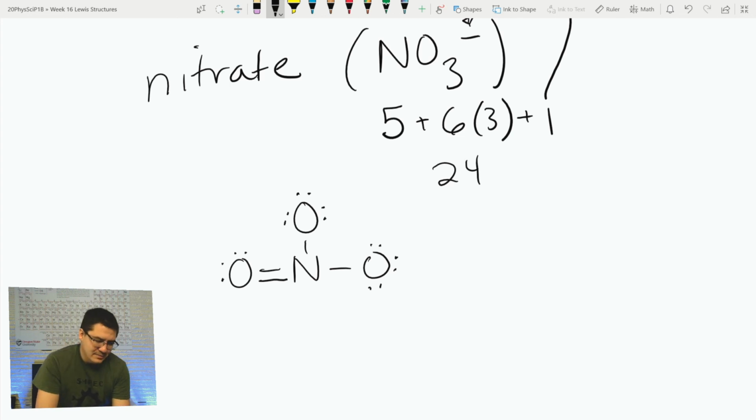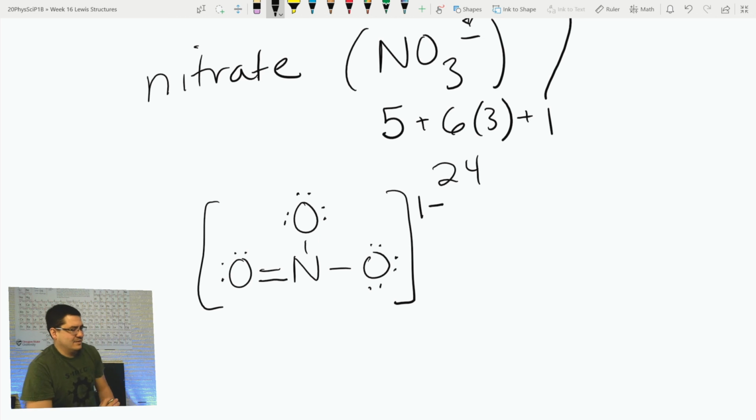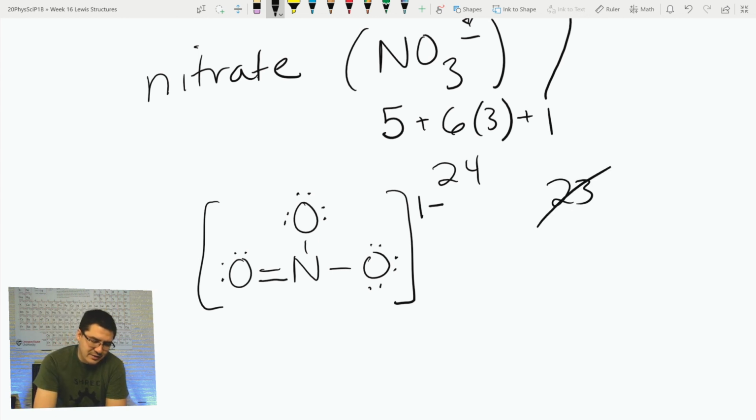Okay, and it has some interesting properties. But we also throw on the fact that to satisfy all the octets, it needed 1 extra electron. So I show the charge in that upper right hand corner. Without that extra electron, you'd be at 23, and 23 is kind of a weird number. Typically molecular compounds like to form valence orbitals with even numbers of electrons.